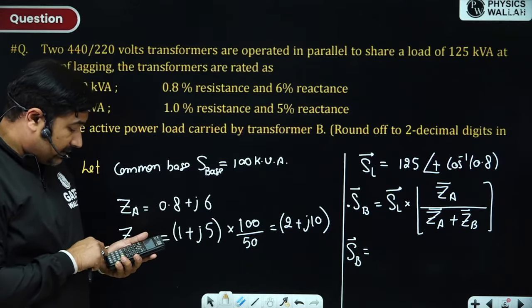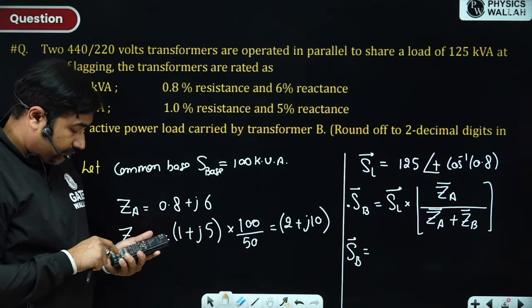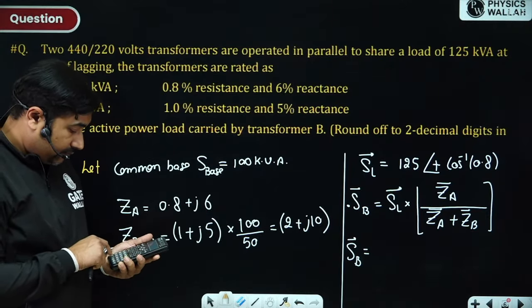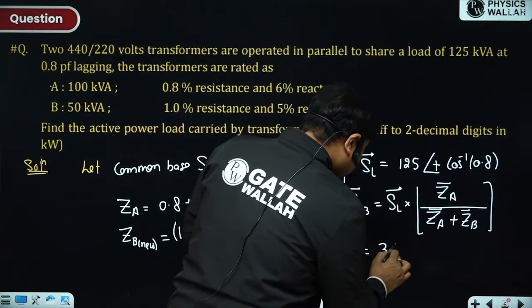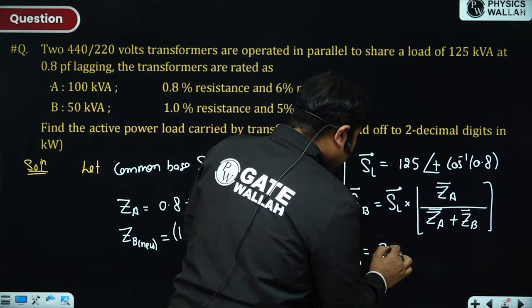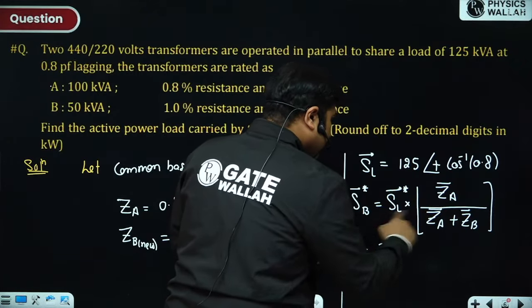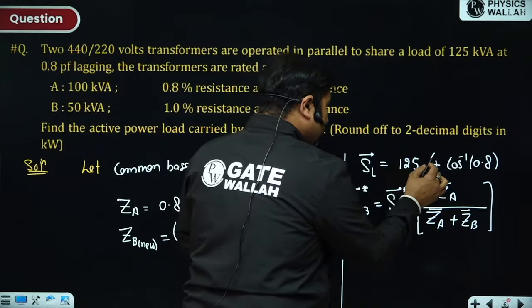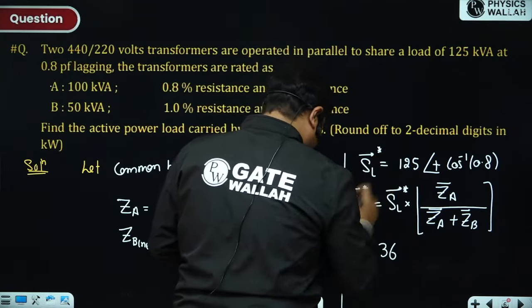ZB is 2 plus 10i. So you will get 36. The conjugate we need to put here, otherwise the formula is not going to be valid. So its conjugate will be negative.